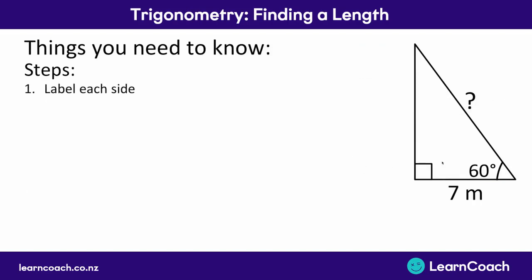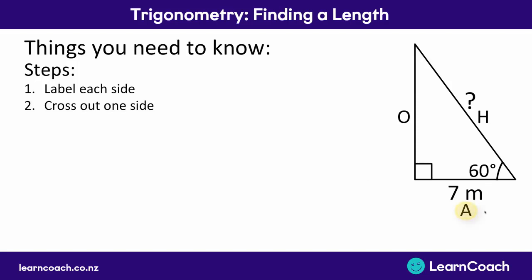Now, let's look at what you need to know. First step, always when you get a problem like this, you label the sides A, O, and H. We know this one's O because it's opposite our 60-degree curved angle. We know this one's H because it's opposite our 90-degree angle. And we know the bottom one is A because it's between our right angle and our curved angle. Once you've labeled these sides, cross out the side that you don't want to find.